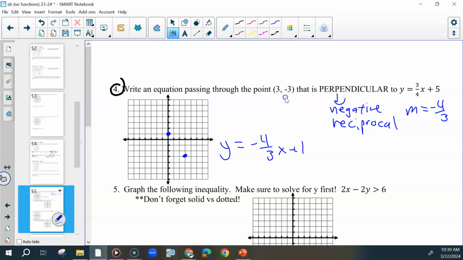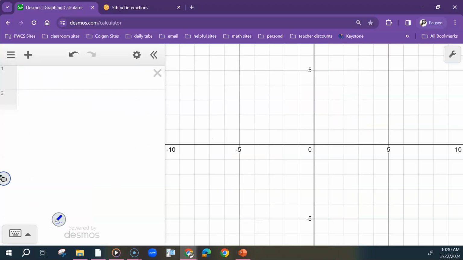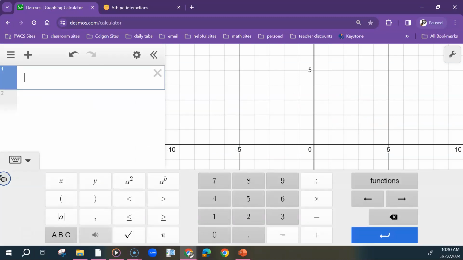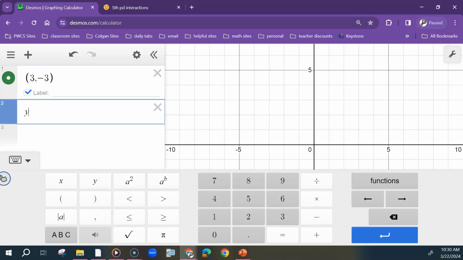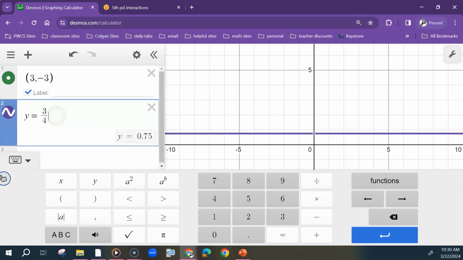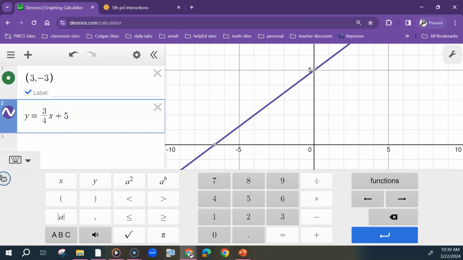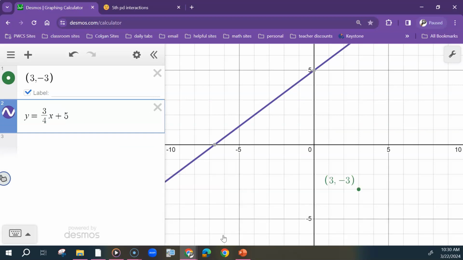So if you use the graph, make sure you said use graph. You could also do this in Desmos as we have in the past. So if you missed that, I will have it up here in a second. If I put in the point 3, -3, put in the given equation, y equals 3/4 x plus 5. I have to know that perpendicular means opposite negative reciprocal slope. So I would find the slope here, flip it, make it negative, so -4/3.